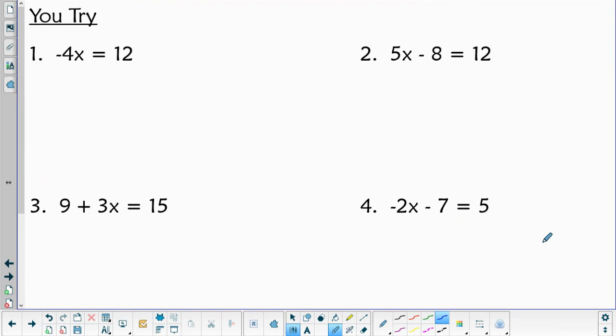Okay, all right, it's your turn to try these. These are a combination of 1 and 2-step equations. Pause your video and then come back and check your answers.